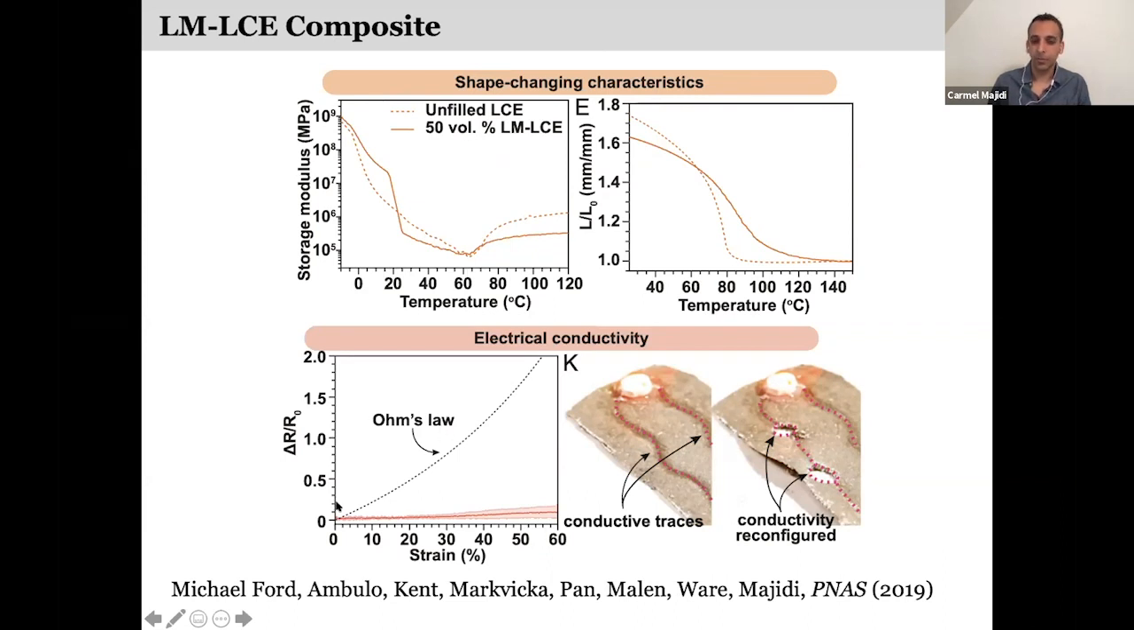In terms of the electrical conductivity and electromechanical coupling, again, when we form these electrically conductive traces within the LM-LCE composite, as we stretch the composite, we don't see significant changes in electrical resistance. That's significant because it tells us that as we actuate these composites, we don't have to modulate the amount of current or voltage that we apply in order to maintain that fixed Joule heating. Overall, the electrical properties of our composite remain stable even under these extreme mechanical deformations.